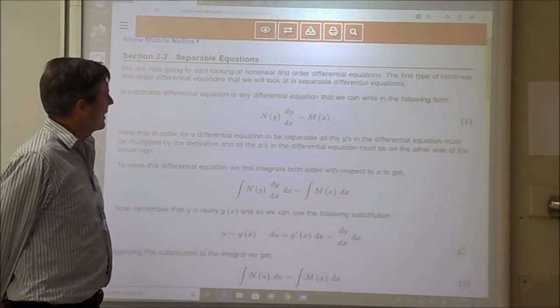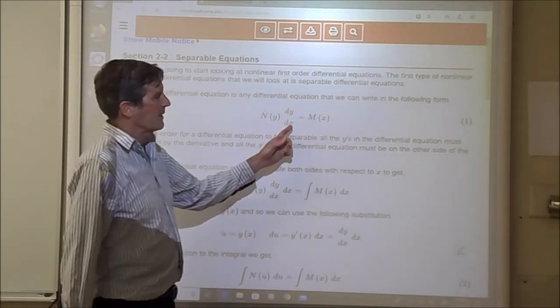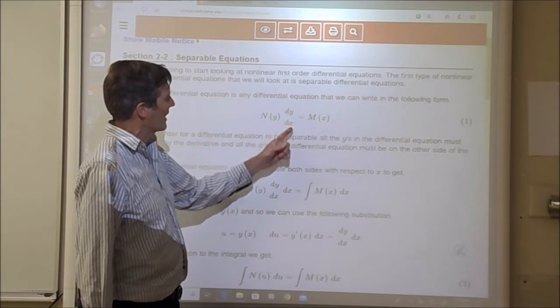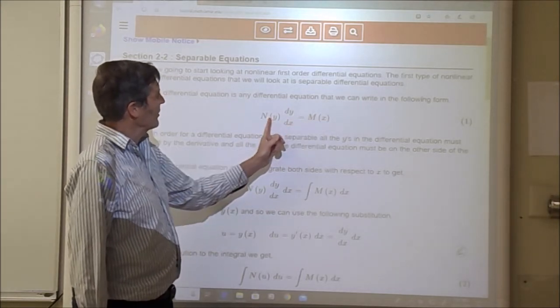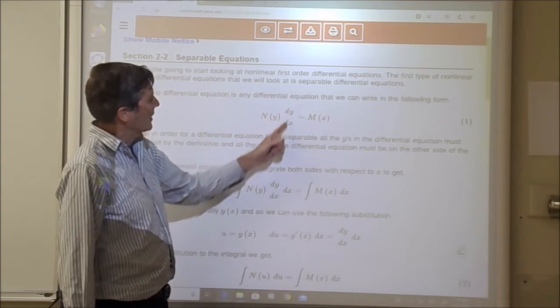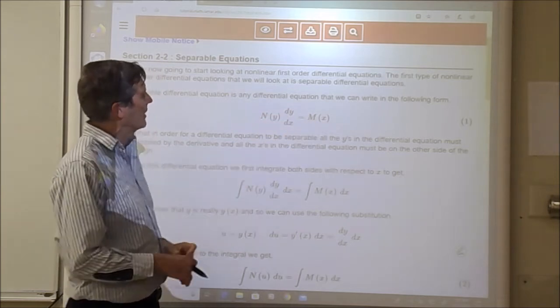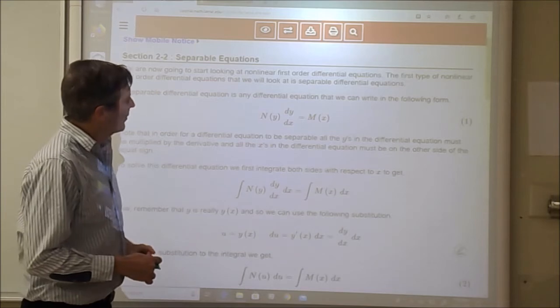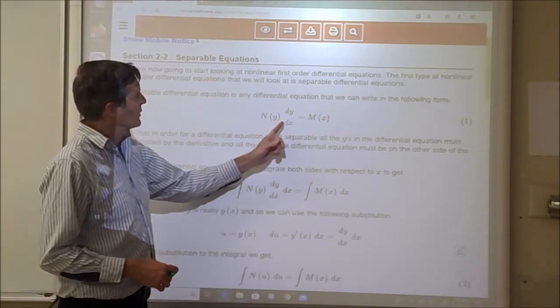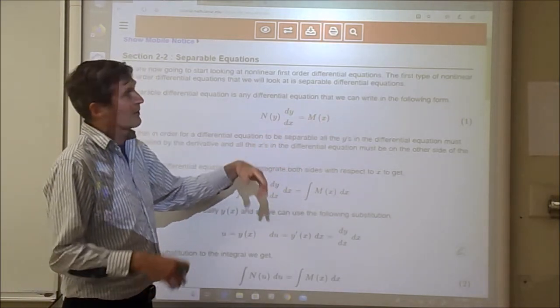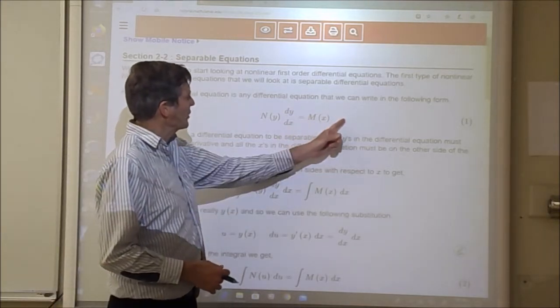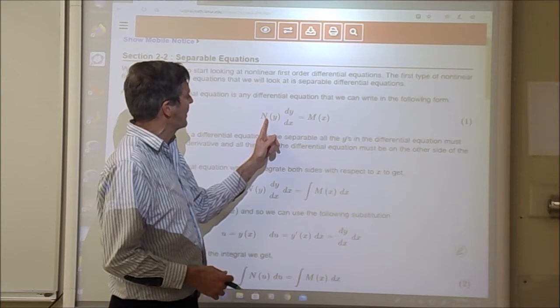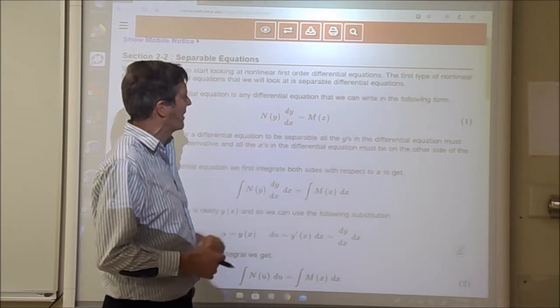A separable equation, here they'll use x for the independent variable, so y is a function of x: dy/dx equals a function of x and a function of y. If it can be written in this form, a function of y alone times dy/dx equals a function of x alone, then we say the equation is separable, because if we just multiply both sides by dx and integrate like we did on that other problem, we have m of x dx, only x and dx, on the right, and n of y dy, only y and dy, on the left.